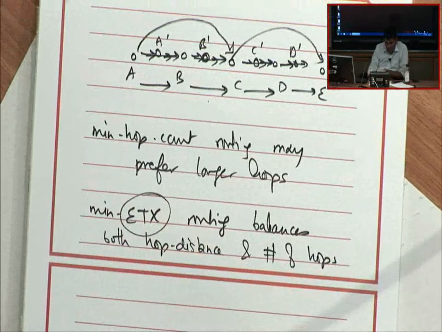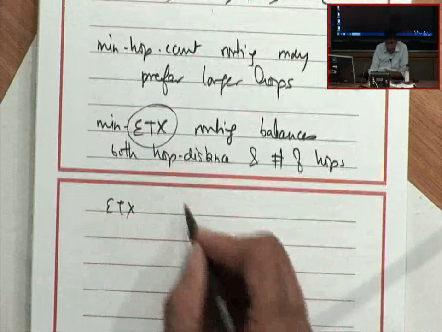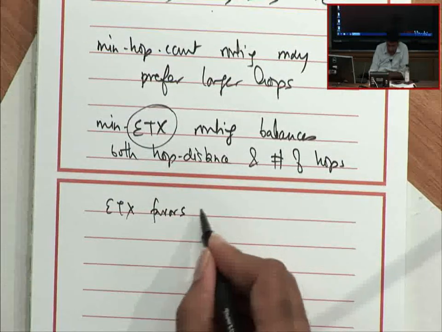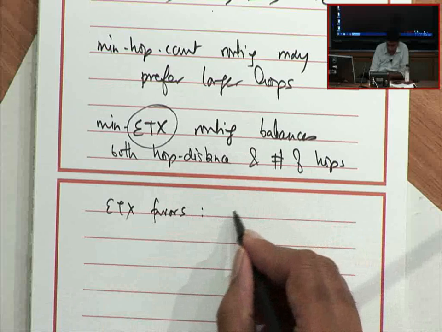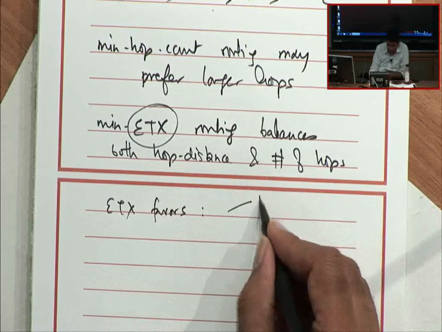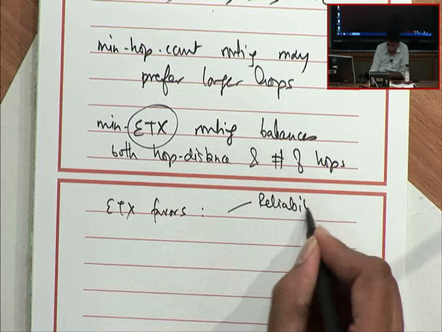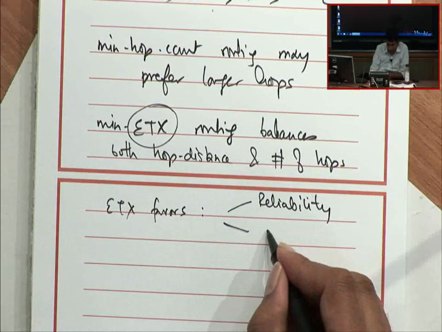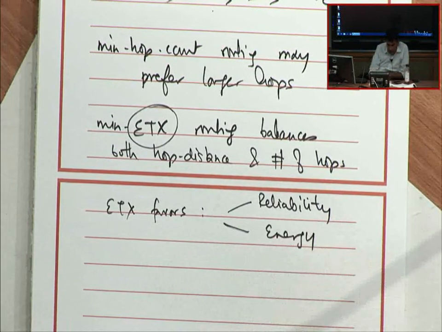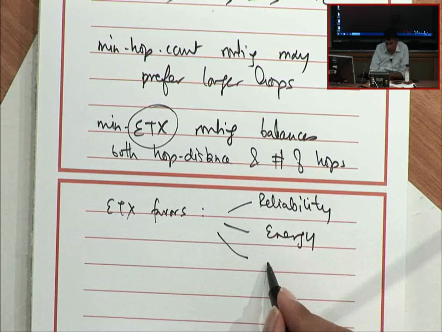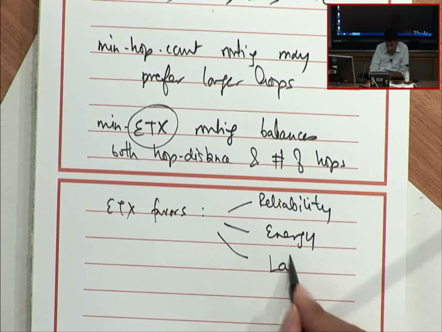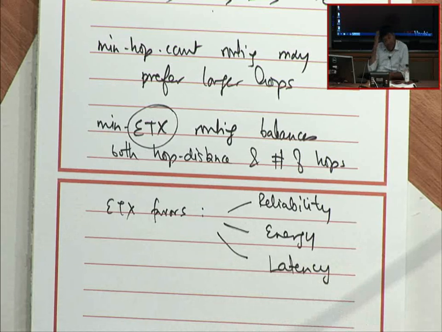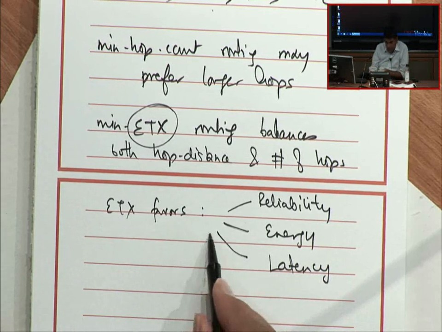Right? And we said that the ETX metric favors multiple objectives. So it favors reliability, because you're picking good quality links. It favors energy, because you're not doing so many transmissions. It favors latency, because each hop doesn't have to repeat on average many times, so that reduces the time it would take to move your packets.